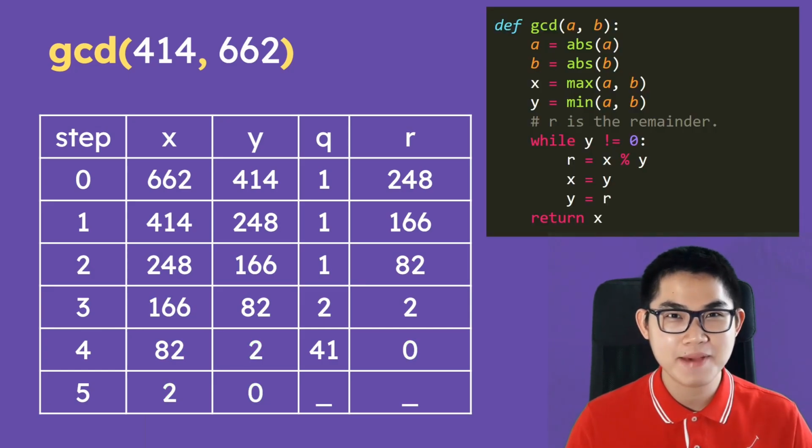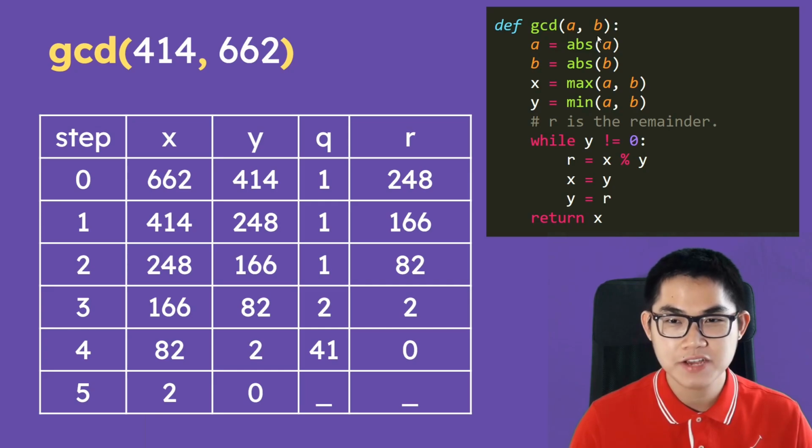Let's go over the Python code very quickly for the Euclidean algorithm. So that would be the GCD function. It takes in two numbers, a and b. The first step is to make sure that both of these are positive, so you can use the absolute value function to make the number positive. And then x will be the largest number out of these two, and y will be the smaller number.